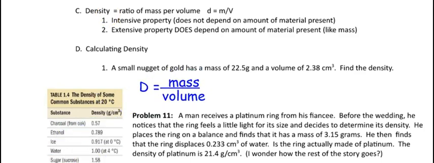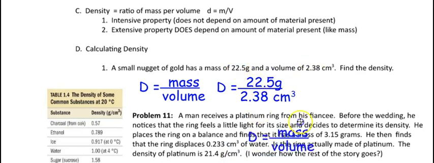All right, I'll do that. And then we will do this. So here's my mass and here's my volume. I just plugged in those values, the mass right here and the volume here, and I divided, and what did we find? We found that the density is 9.45.